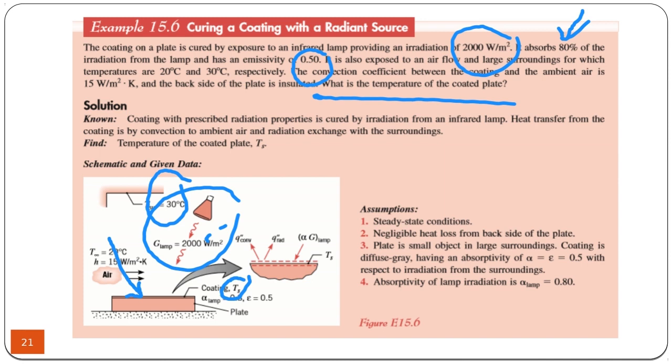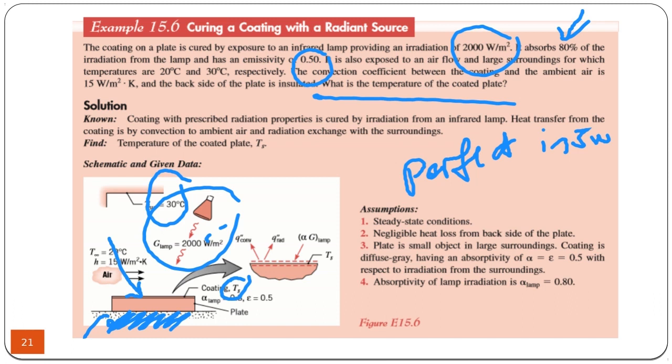But it also says that the bottom of the plate is insulated. What does it mean to have an insulation? If you have a perfect insulation, think about it electrically. What do you have as resistance in a perfect insulation? Infinite, right? So that the current is 0.